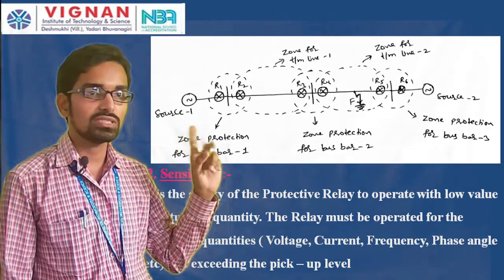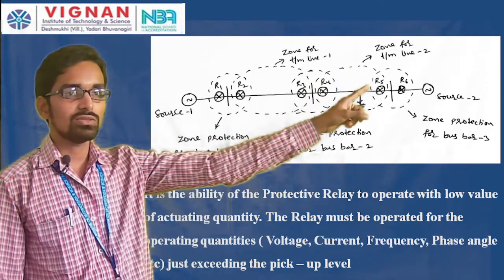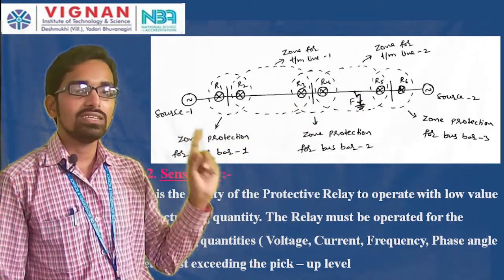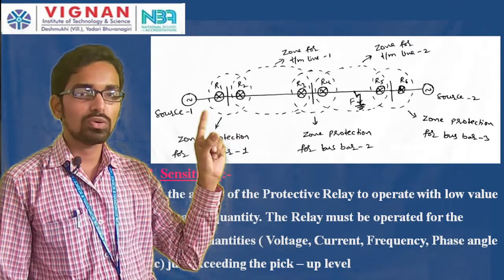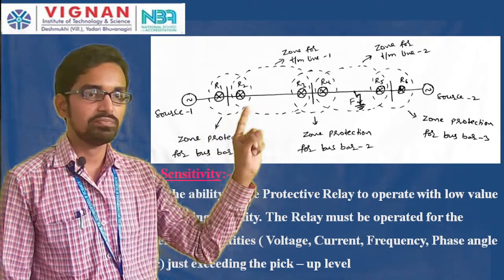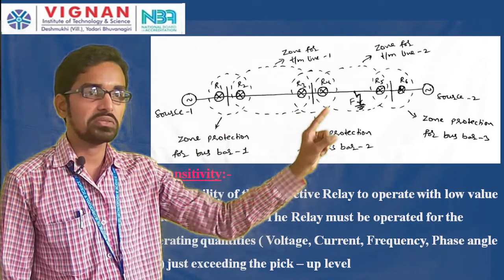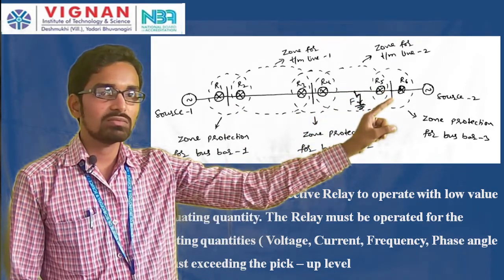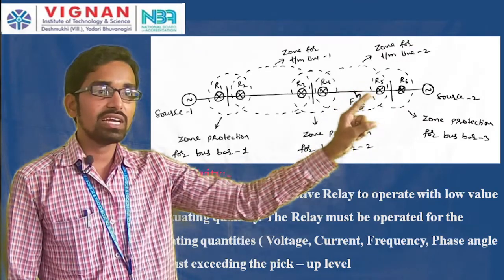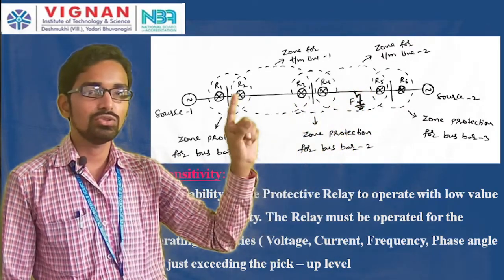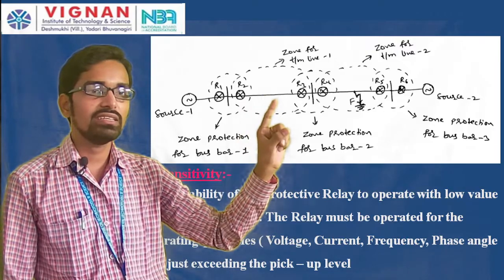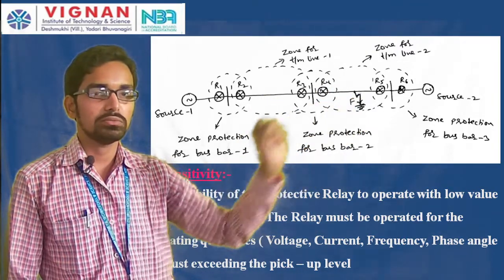There are 2 sources, one source here, another source there, source 1 and source 2, and you are having the bus bars. This is zone protection 1 for bus bar 1, the next zone protection for bus bar 2, and zone protection for bus bar 3, and in between you are having the 2 transmission lines, zone for transmission line 1 here and zone for transmission line 2.